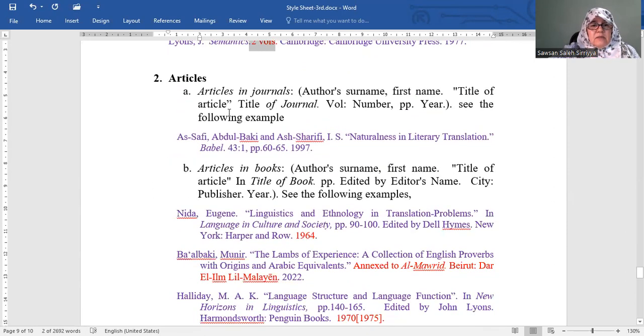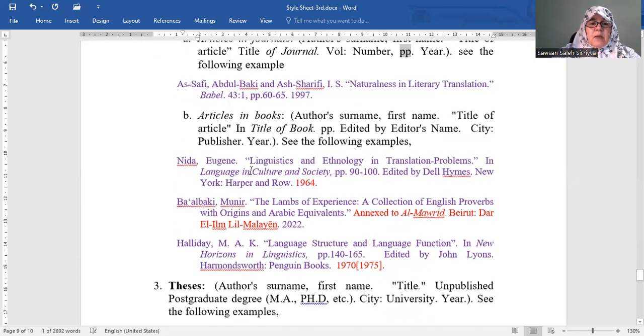As for articles, you see, articles are either published in journals or in books. If it is in a journal, I write the author's full name, then the first. Notice you always start with the family name. Then the title between 2 inverted commas, title of journal, volume, then you have a colon and number, the pages. PP because the first page and the last page.